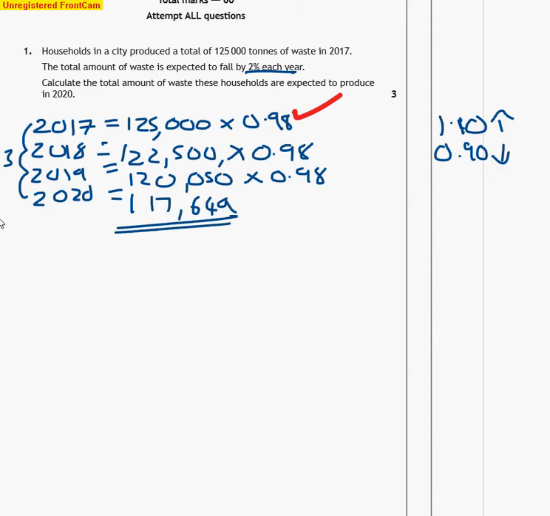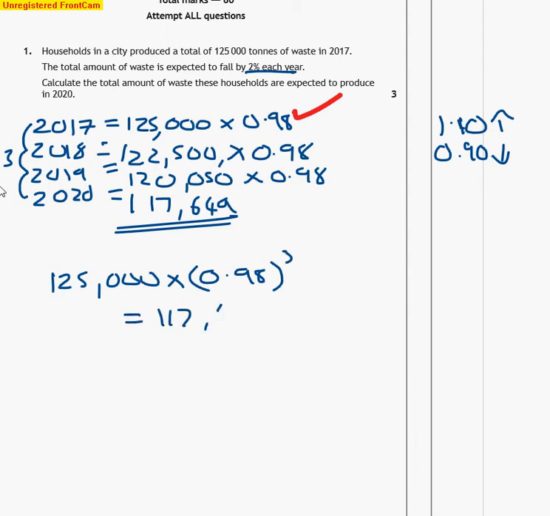That's a long way of doing it, and actually it doesn't really require a lot of thought, does it? The only maths knowledge you need is to know that 0.98 is a 2% reduction. I think anyone could look at that and say, yeah, it's pretty straightforward. What we're really looking for here is a slightly different method, because if they said 2050, we can't do that over and over again. So what they're really looking for us to say is 125,000 times 0.98 to the power of 3, and that is going to give us the same answer.